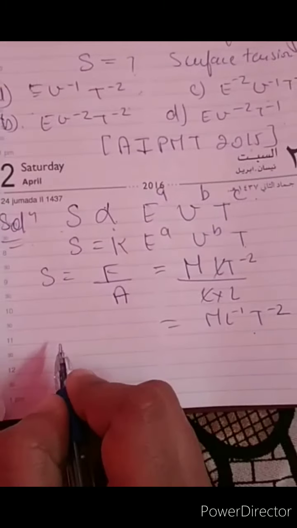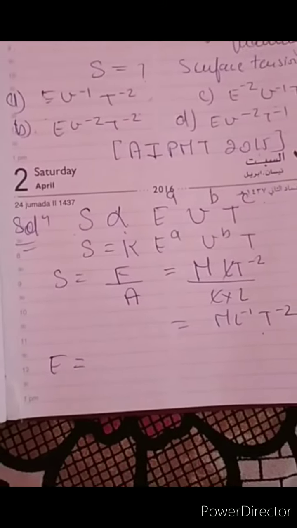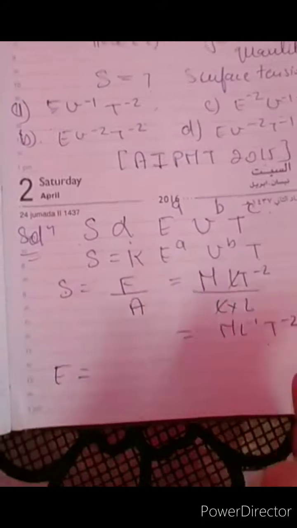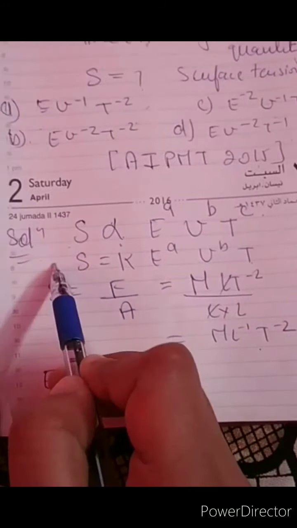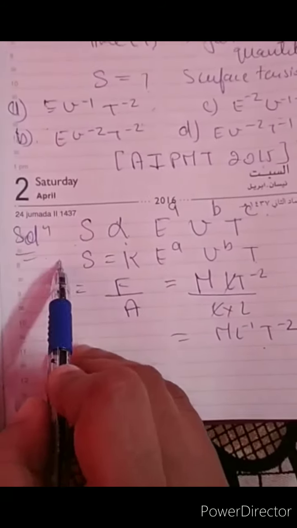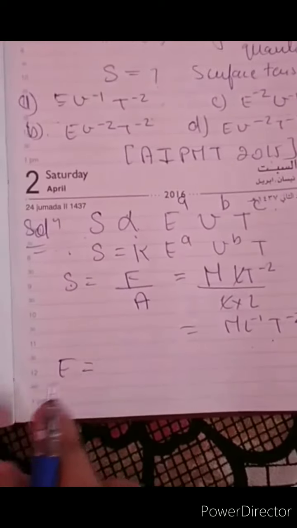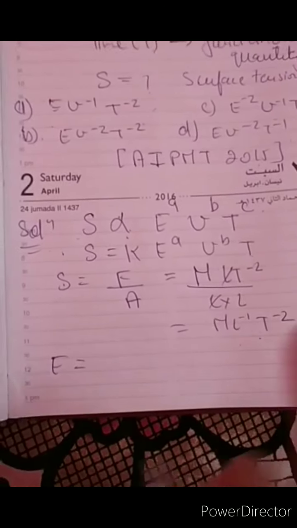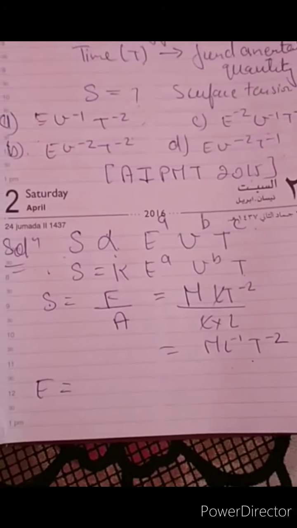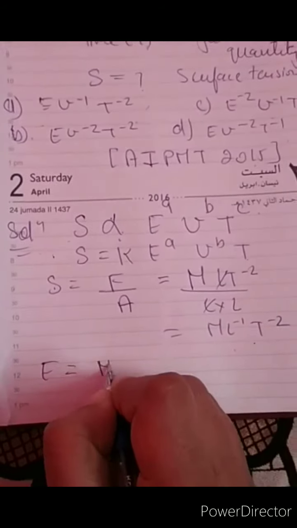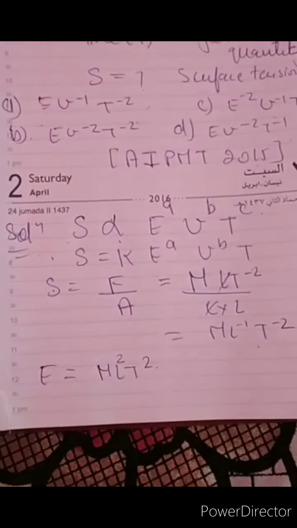Look, can I write E, energy, in terms of MLT? Because LHS and RHS must be comparable. Apple can only be compared with apple. So in the LHS part we have MLT, so in the RHS part also we must have MLT. So what is the formula of energy? Energy is equal to work done. Work done is equal to force into displacement. Force is MLT minus 2 into L, so ML2T minus 2 is the energy formula.